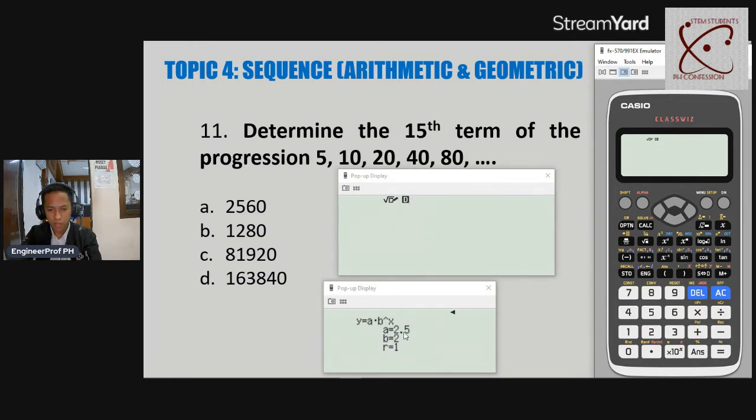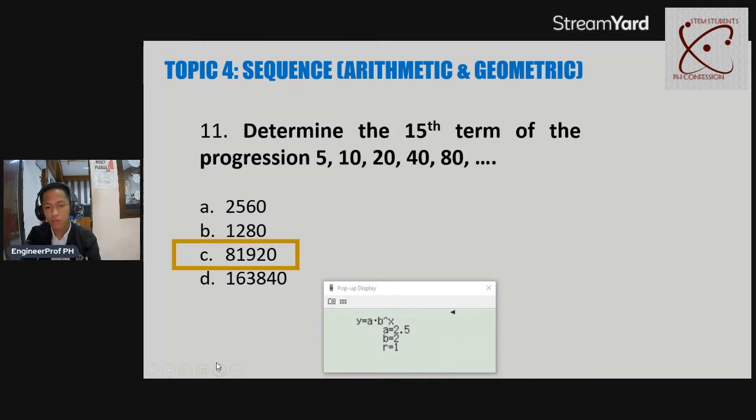So that is A, for A, 2.5, times B, which is 2 raised to x. Ano yung x natin here? 15th term, so 15. Okay, just press equals and it will definitely give you the 15th term. Okay, so that is 81,920. So this is the answer for this problem.